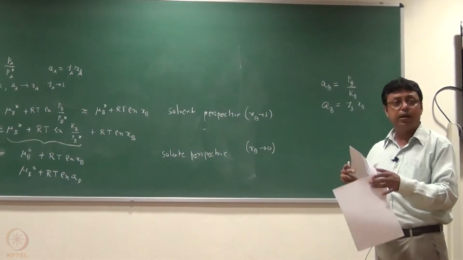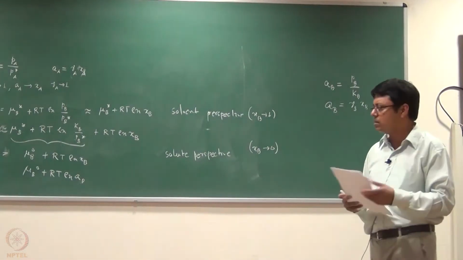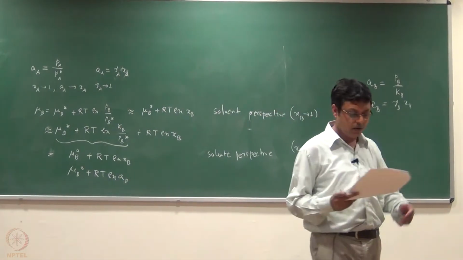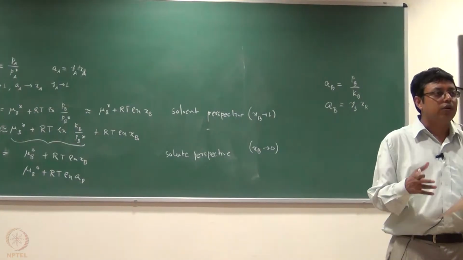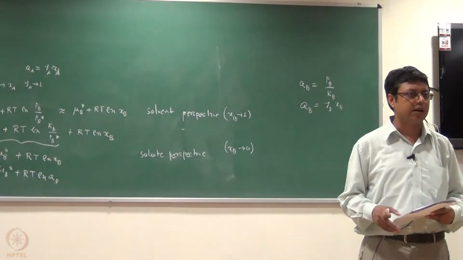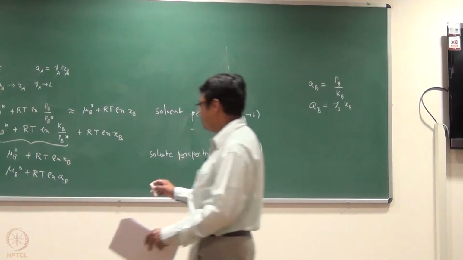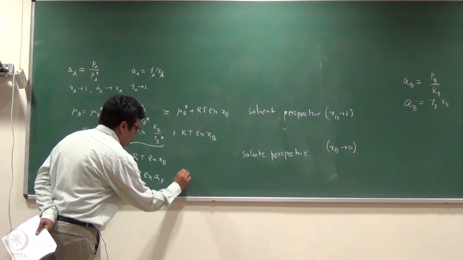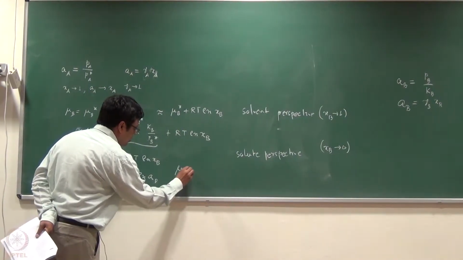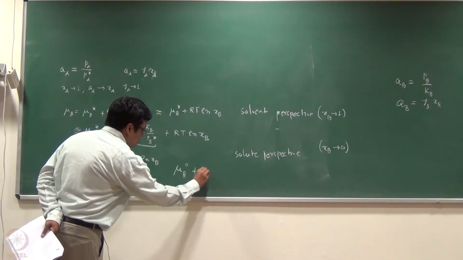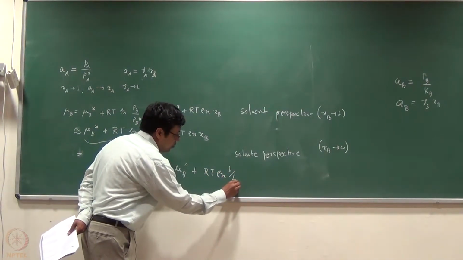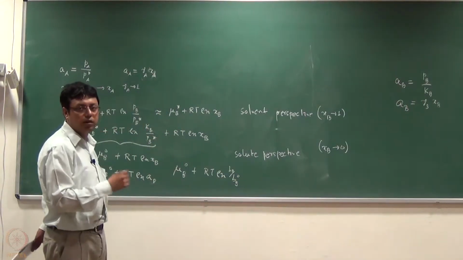But you are free to write this equation in another way, in the sense that suppose I do not want to write it in terms of activity. I can write it in terms of concentration. The same equation, I can write something like mu b 0 plus RT ln b by b0, where b is the molality of the solute.